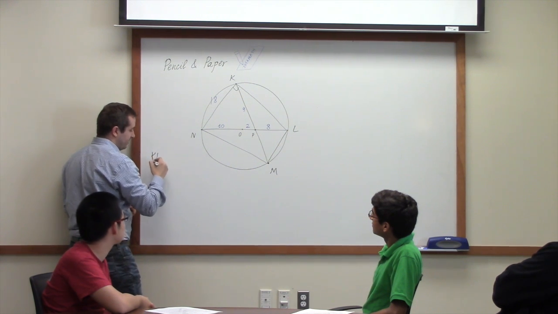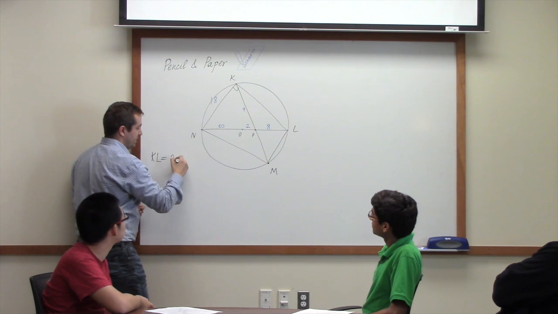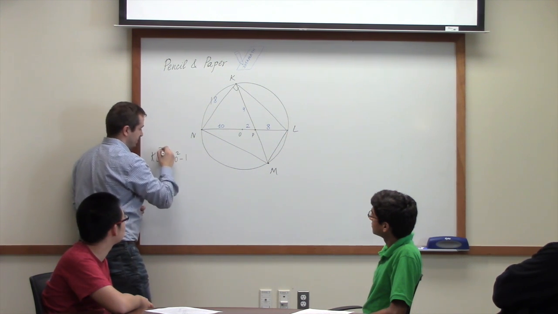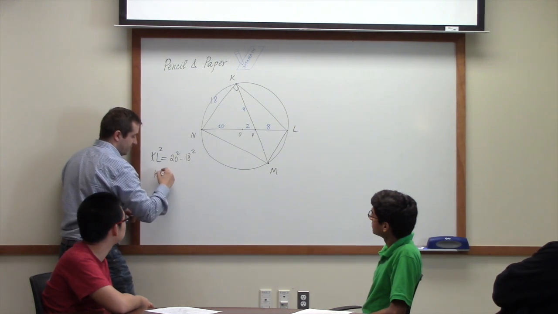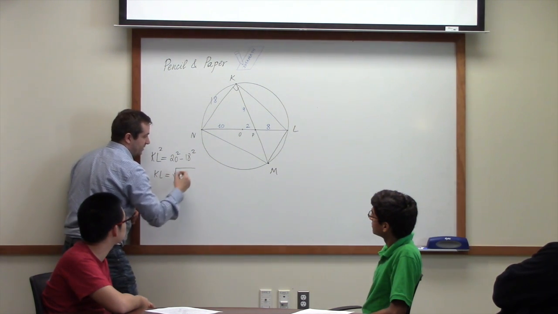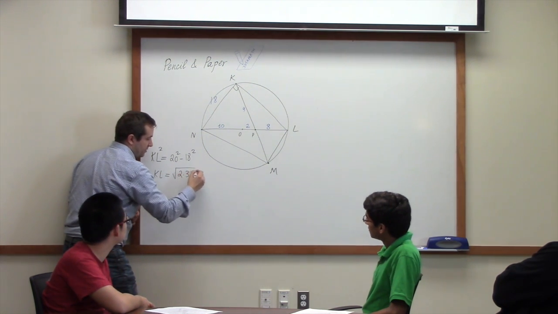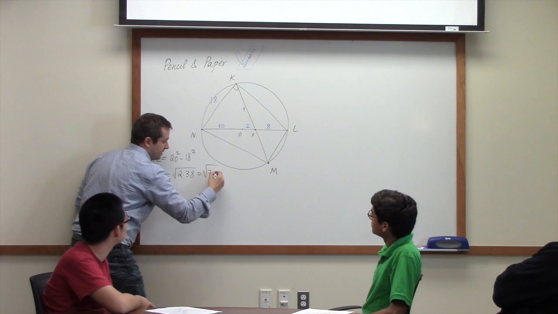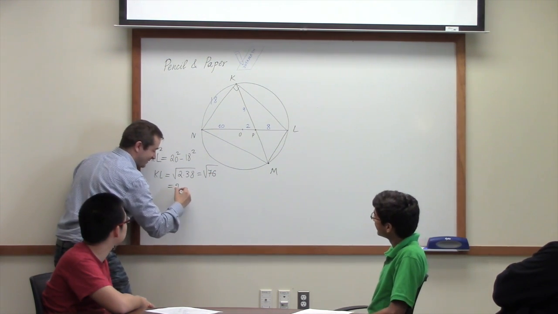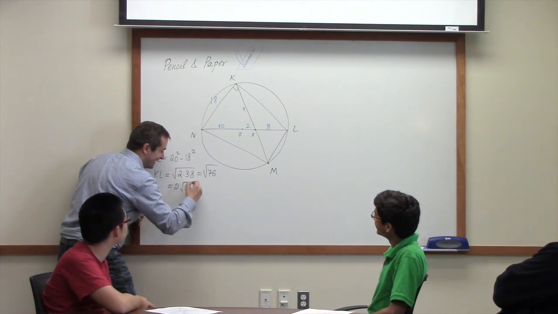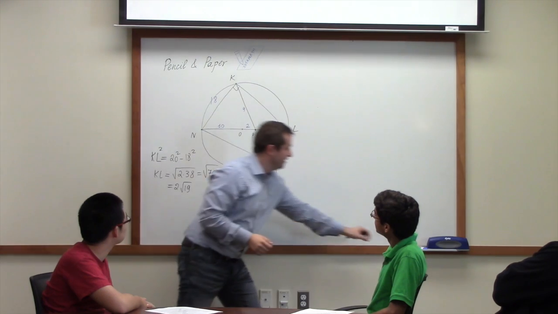So KL by the Pythagorean theorem is what? 20 squared minus KL squared is 20 squared minus 18 squared. So KL becomes the square root of what? 2 times 38, square root of 76, which is 2 times the square root of 19. Yeah, so I can find KL.